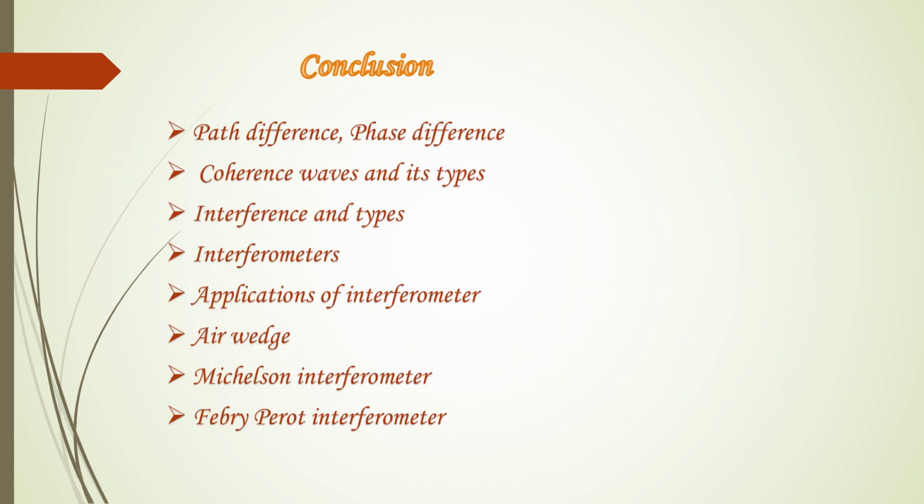Now, the conclusion. Through this class, we have seen the path difference, phase difference and the relation between them, what coherence waves are and what their types are, what interference is and the types of interference, and the instruments based on interference, that is the types of interferometers: Air Wedge, Michelson interferometer and Fabry-Perot interferometer, and the applications of interferometers. So, dear students, interference is the basic phenomenon of light, so we can understand the concept clearly.